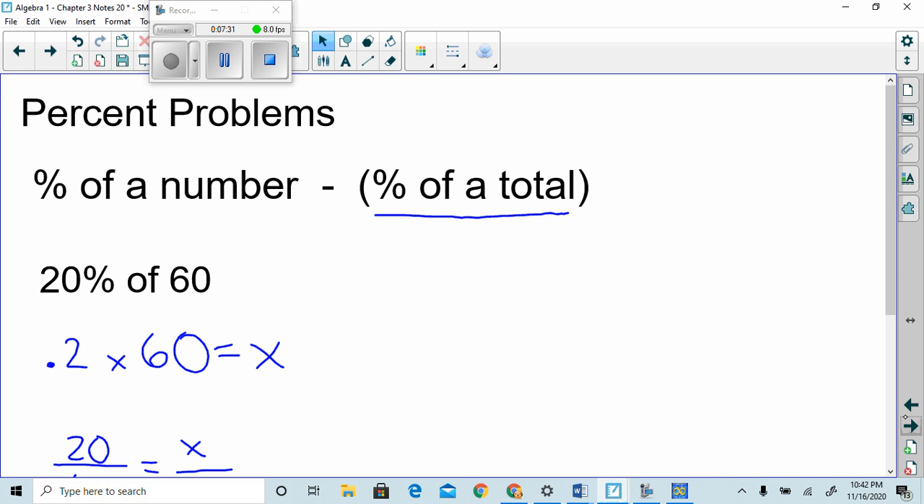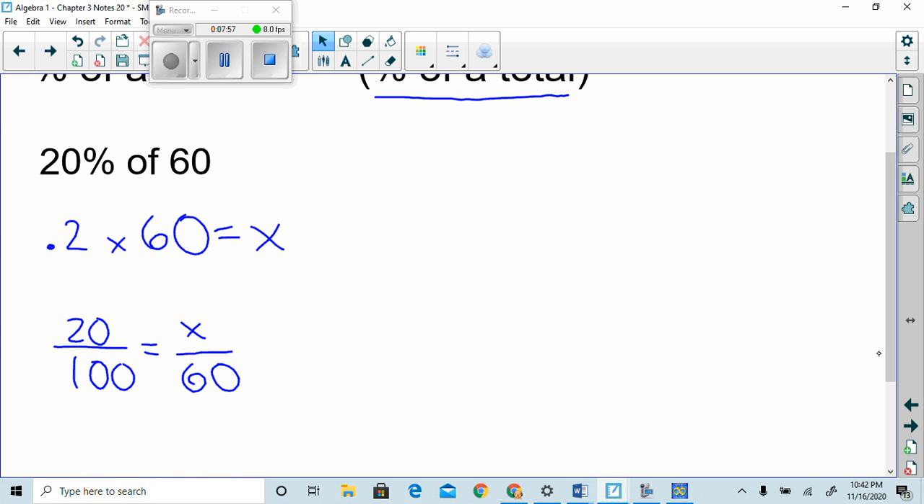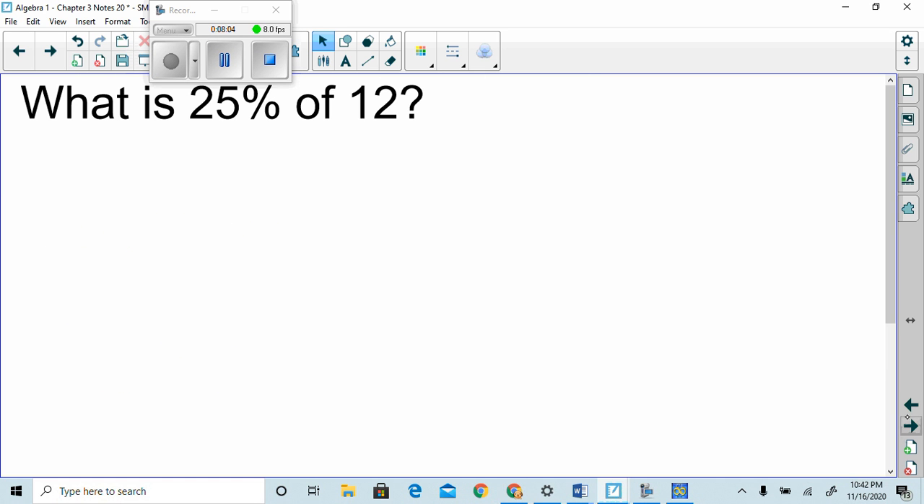Percent of a number. So I could be looking for a number, a part, a total, or a percent. In percent problems, if we're writing an equation, percent of a number is the percent of the total. So 20% of 60, I can convert that to an equation. 20% is 2 tenths times 60. I could, if I wanted to, instead of the equation, read it as a proportion, 20 is to 100 as x is to 60. And then we go into some practice word problems.